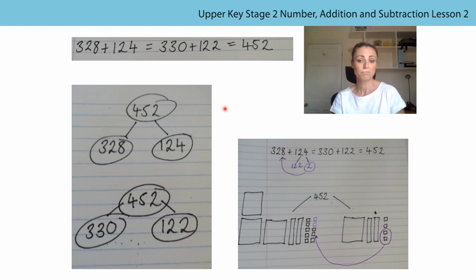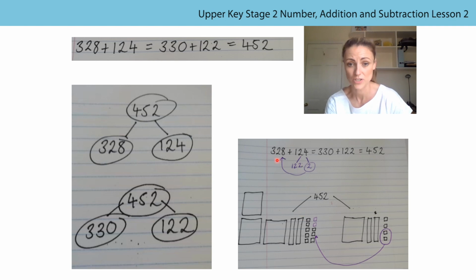What you might have done is you might have drawn out some Dienes here. So I can see my 3 hundreds and my 2 tens and my 8 ones. And then on this side, I can see my 1 hundred and my 2 tens and my 4 ones. And you might have shown with an arrow how we have redistributed the 2 ones.